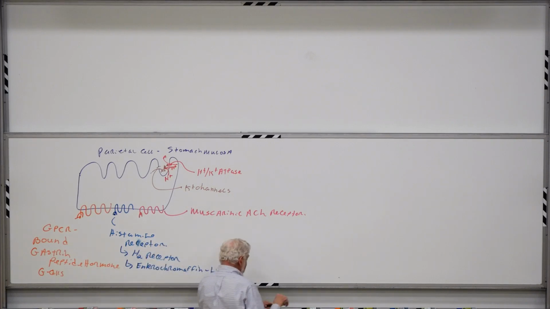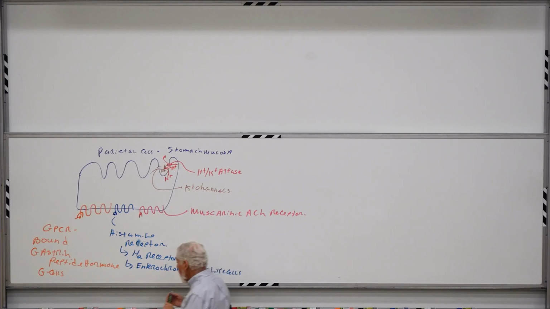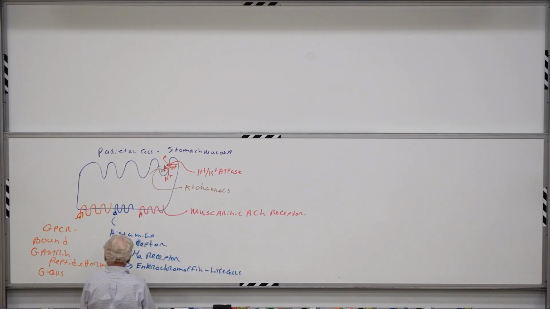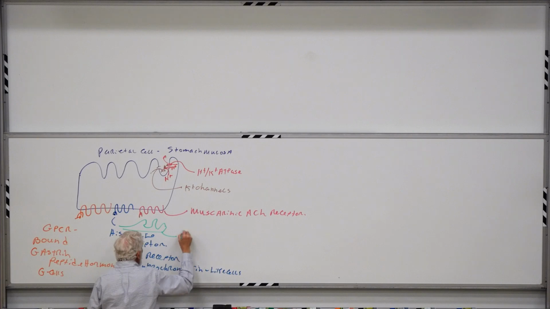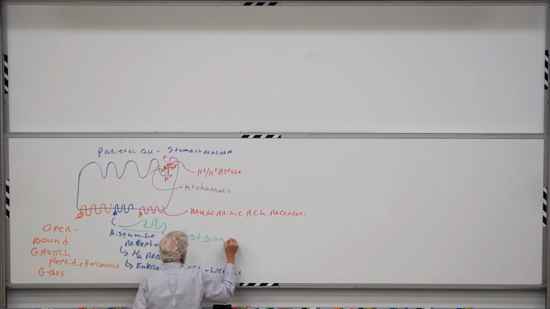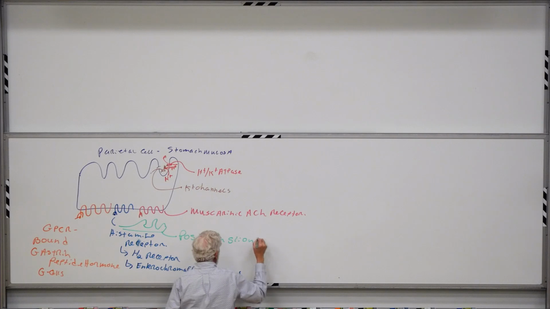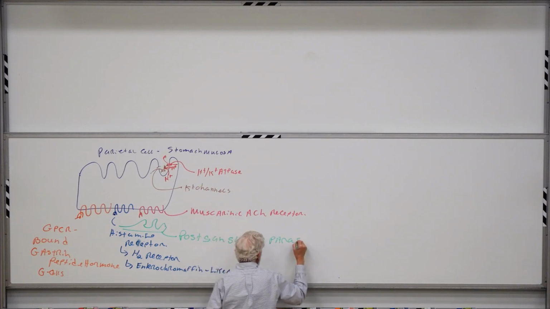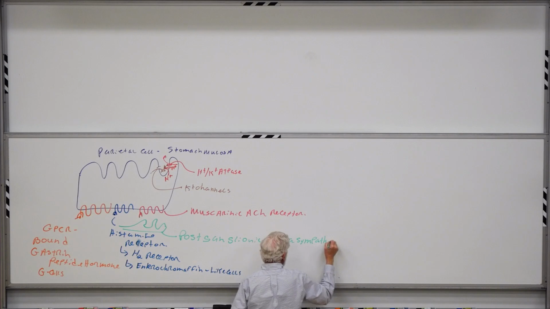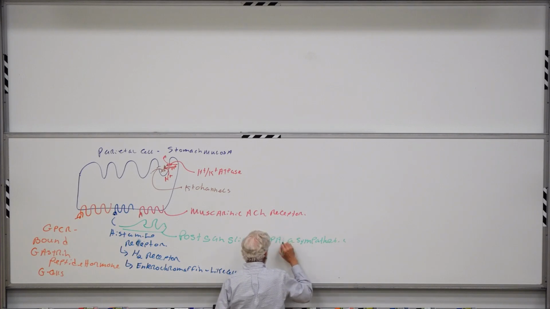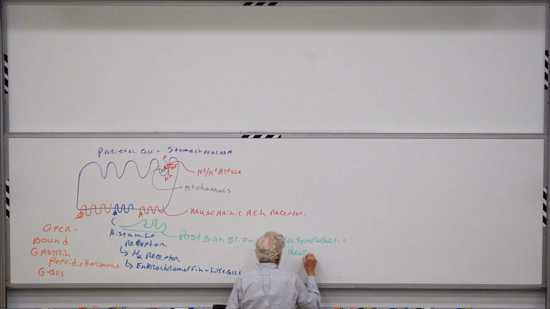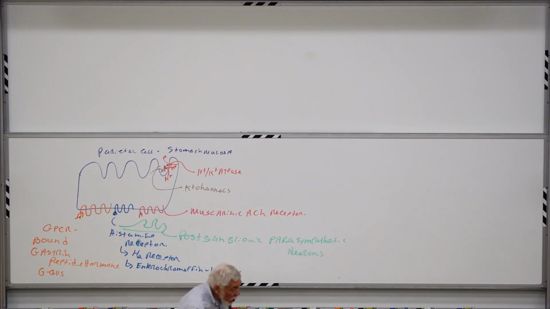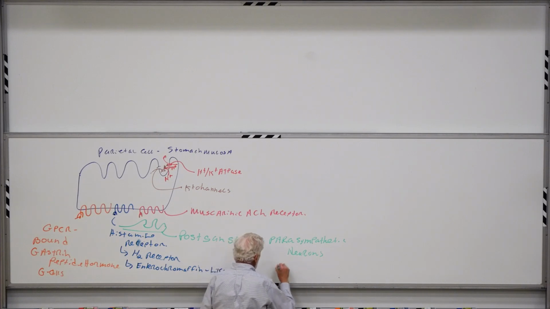Well, these cells, these parietal cells, are innervated by post-ganglionic parasympathetic neurons. No surprise, the post-ganglionic parasympathetic neurons release acetylcholine.